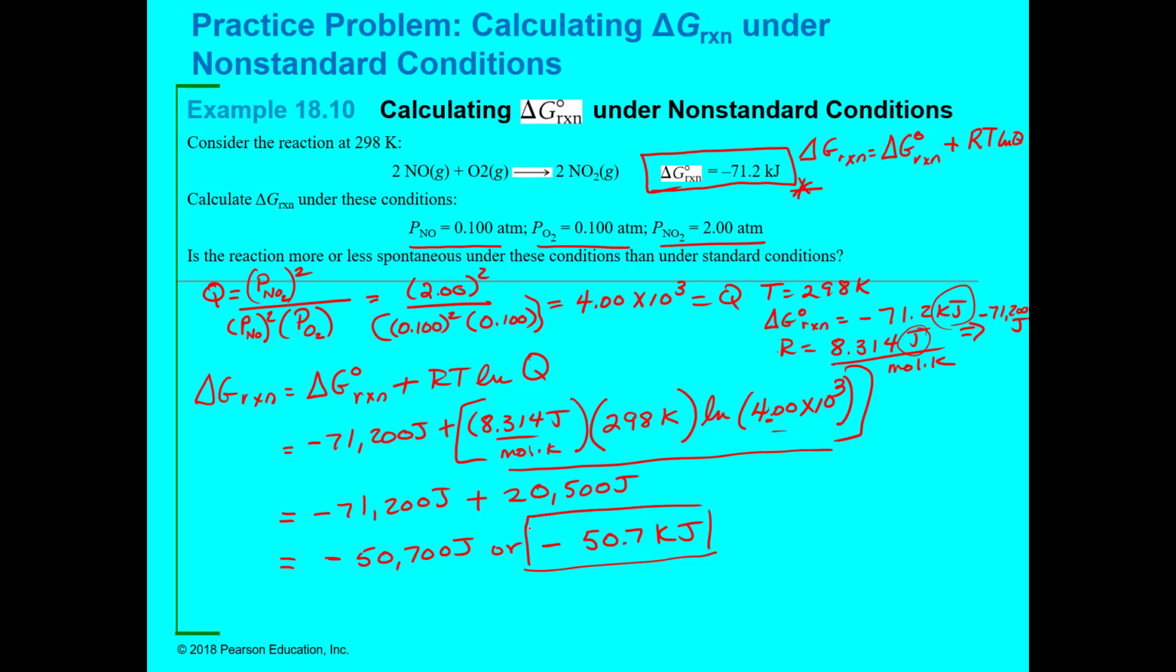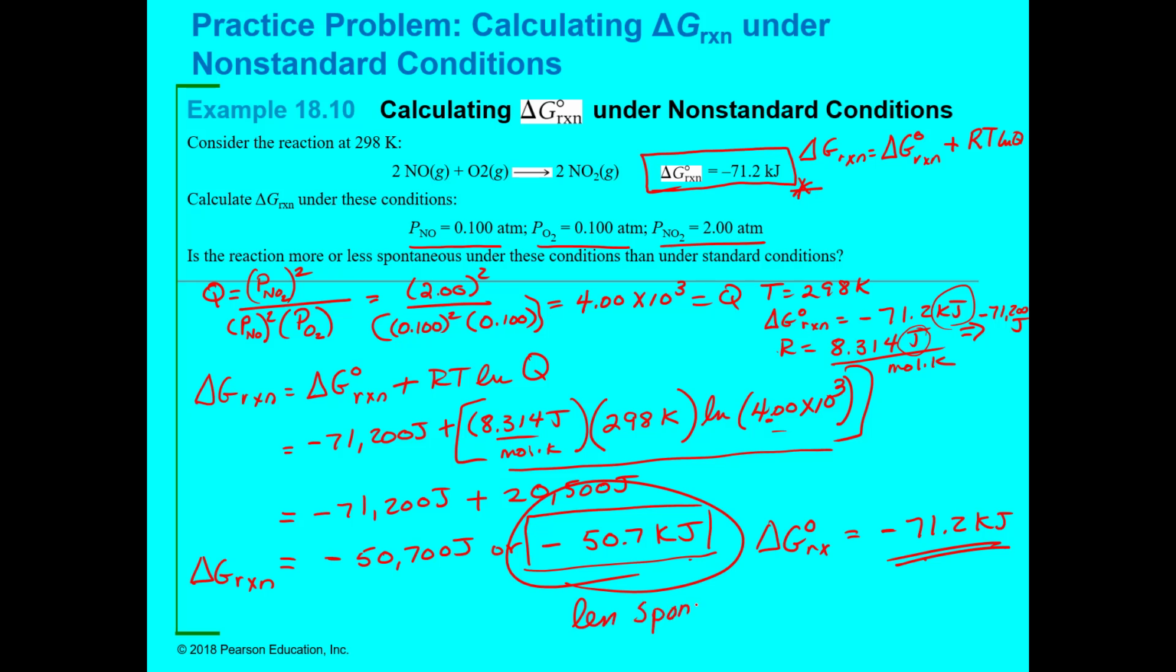Now, when I do that, I look at, and it asks me, is it more spontaneous or less spontaneous? So this is the delta G at these concentrations, and the delta G with the 1 atmosphere concentrations was a negative 71.2 kilojoules. So which one is more negative? That one is. Negative 71 is more negative than a negative 50.7. So this is going to be less spontaneous.